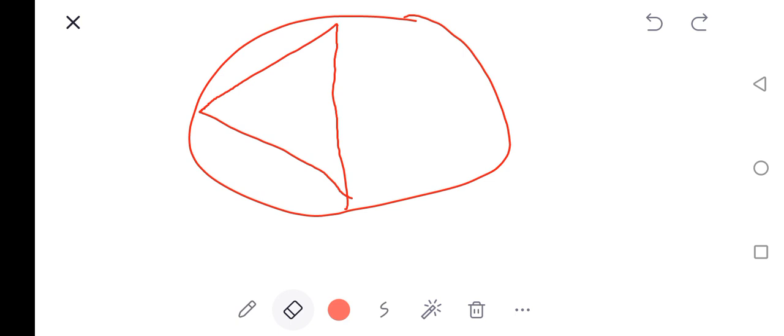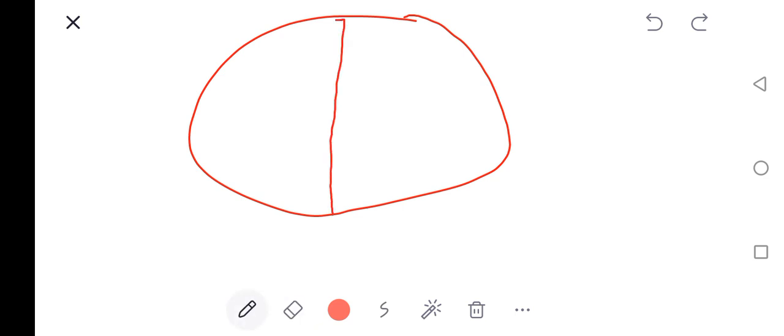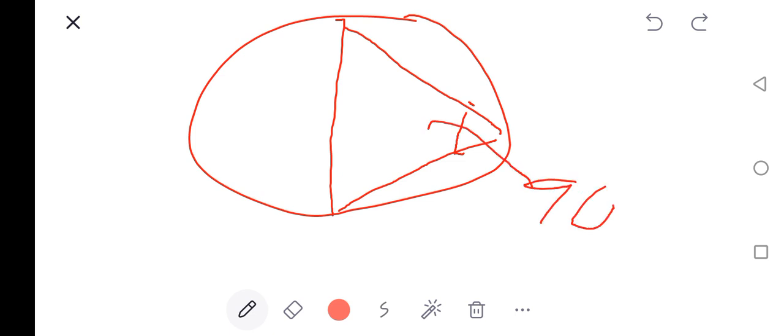So when there's a diameter, the angle that is in the semicircle is 90. So when there's an angle here, it is a 90-degree angle. Meaning the angle here is exactly 90 degrees.